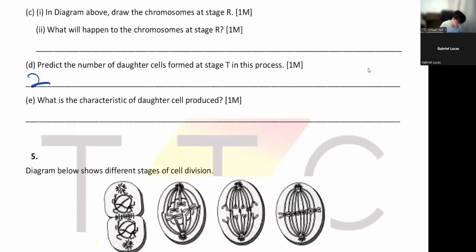And then what is the characteristic of daughter cells? Doing mitosis is to photostat a cell, right? So they look genetically identical. They look exactly the same. So that's the word I want: genetically identical.